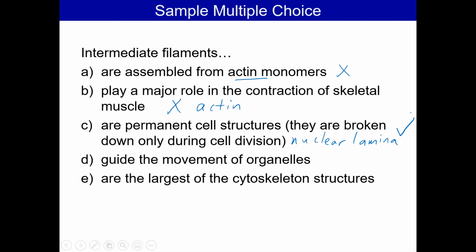Guidance of movement of organelles, that would be microtubules. So MT for microtubule are the largest of the cytoskeletal structures. That would be the microtubules as well. So C is the correct answer.